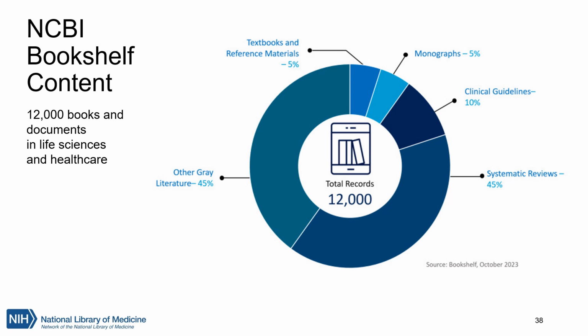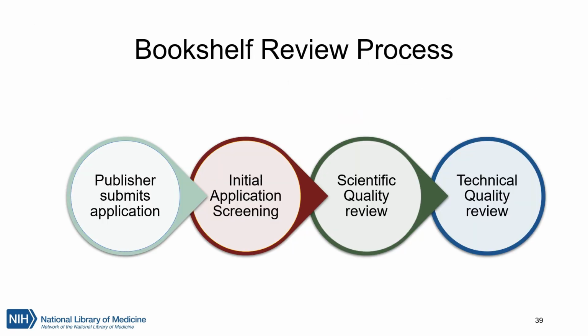Content is added to the archive through direct deposits by participating publishers, deposits by partnering, funding, or sponsoring organizations, and conversion projects with NIH-sponsored authors and editors. Records for many items in Bookshelf are included in PubMed. After a publisher submits an application, there are 3 review steps to include content in Bookshelf. These should look familiar by now.